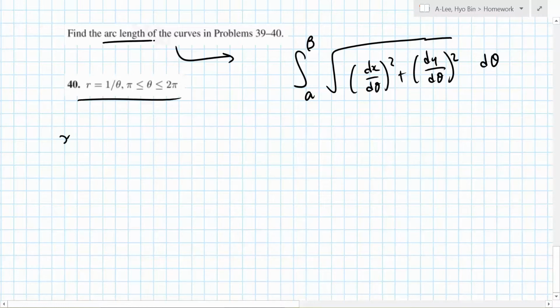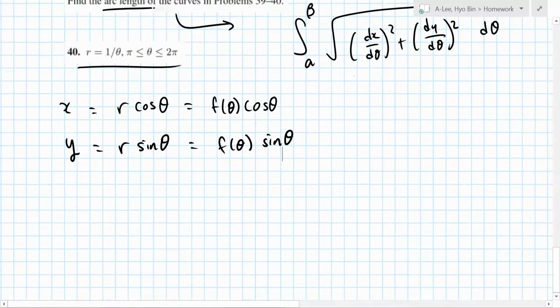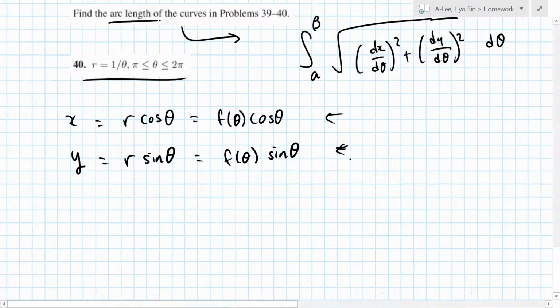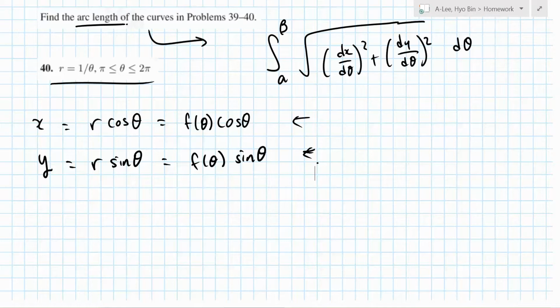And to find my x and y, I would have to use the formula x equals r cosine theta and y equals r sine theta, which is also equal to what is given in the notes as f of theta times cosine theta and f of theta times sine theta. So I will evaluate these values and find my x and see what I can do to find the arc length. So first of all, for x, I will have to put in the values.